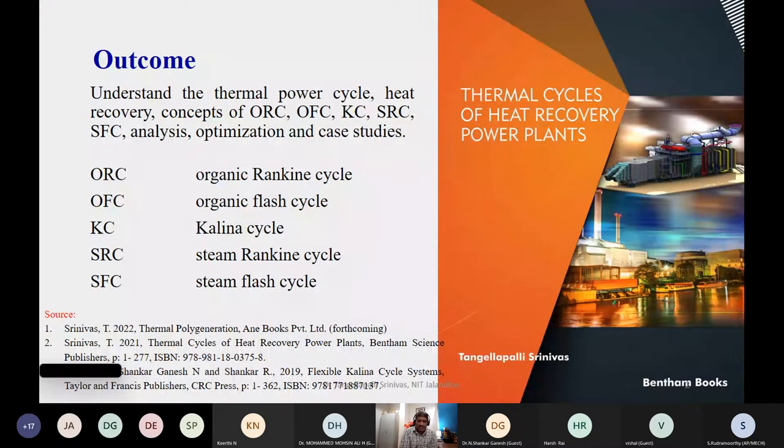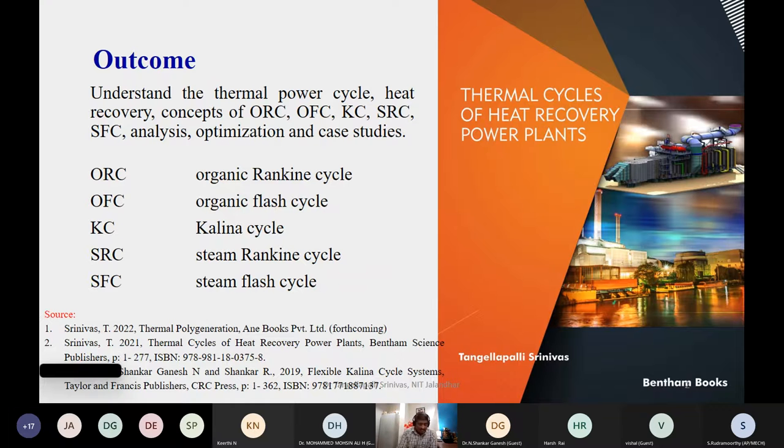A few cycles I'm going to explain here, the five cycles: the SORC, WAPC, AC, SRC, and SFC. Out of these five cycles, a few are the basic cycles like the Rankine cycle, and a few are currently available in upcoming technology, and some, like flash cycles, are futuristic thermal cycles. So it is covering the past, present, and future. That means the latest technology like the flash cycle is also included here.